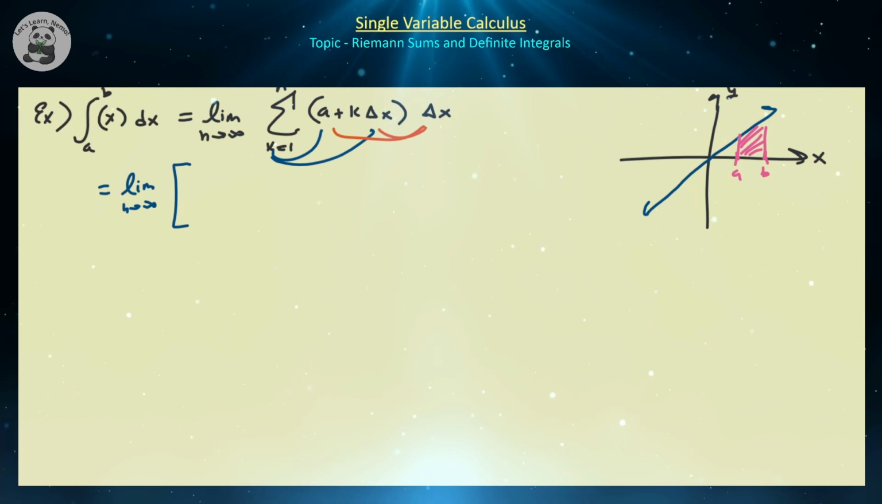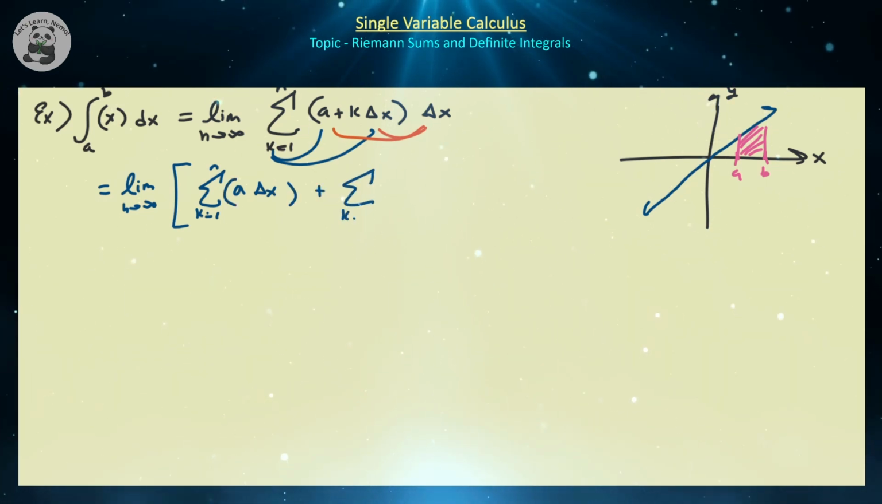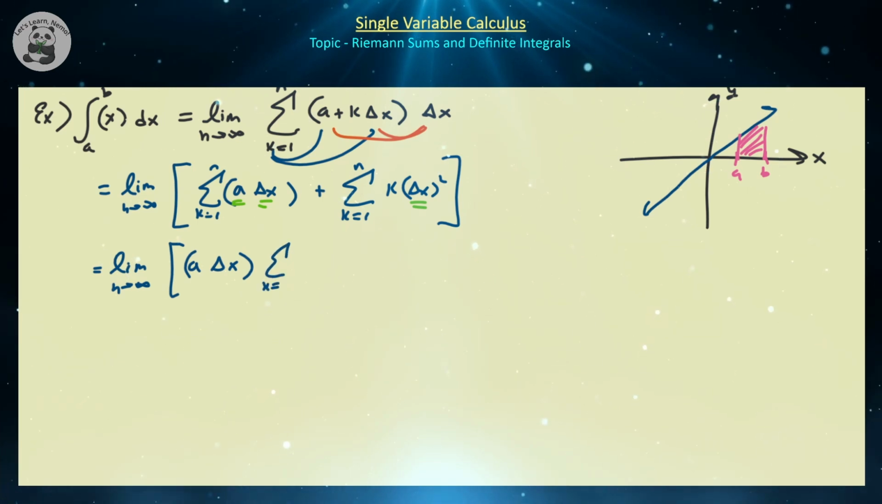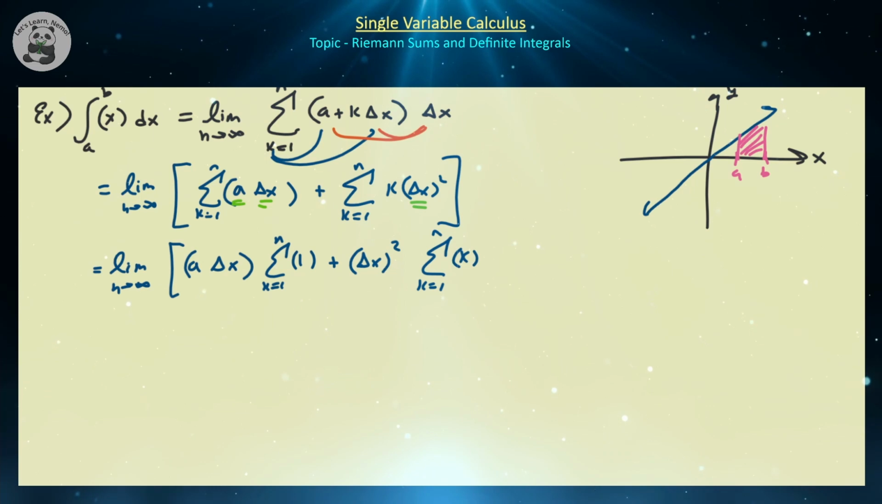So once I do that, I'm going to have the sum from k equals 1 to n of a delta x in the first term, plus the sum from k equals 1 to n of k times delta x squared for the second term. Now, delta x does not depend on k, so I can factor it out. And a doesn't depend on k either, so I can factor it out as well. So that's just going to give us the limit as n goes to infinity of a delta x times the sum from k equals 1 to n of 1, plus delta x, the quantity squared, times the sum from k equals 1 to n of k, right?